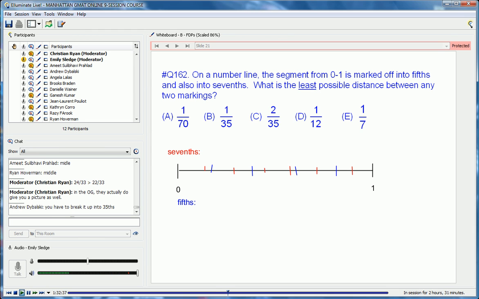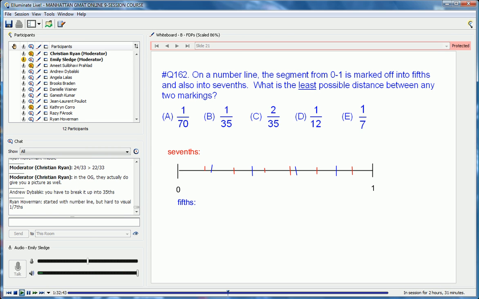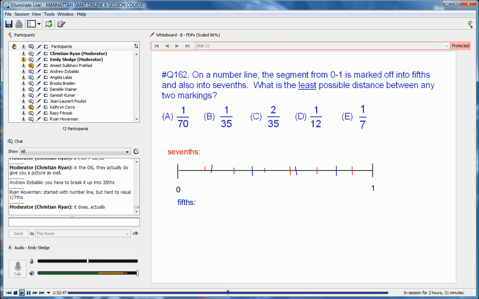Yeah, and that's a good point. They do give you a number line. And Chris, remind me, I think it might not have the markings on it. And Ryan's filling in what I thought was difficult as I drew this picture, and maybe my artwork reflects this.